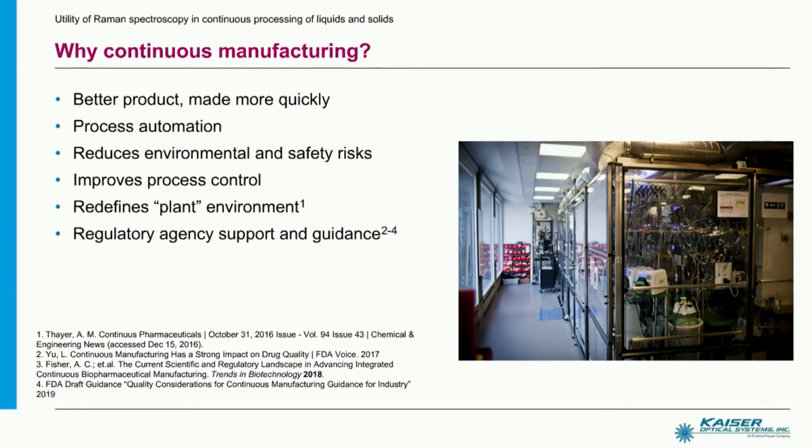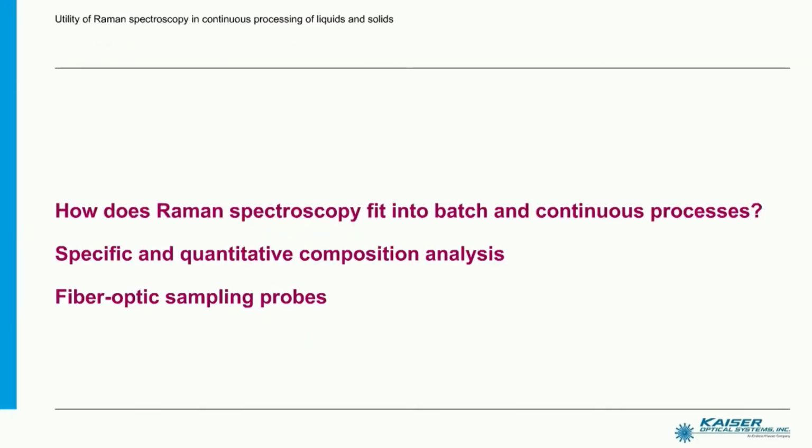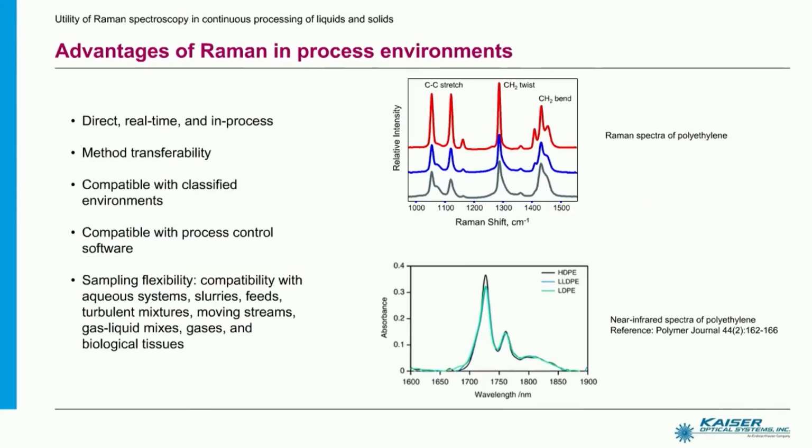And so I'm going to focus on how Raman spectroscopy fits into these continuous and batch processes, because it provides specific and quantitative compositional analysis, and the fiber optic sampling probes enable remote sampling. Raman spectroscopy is one of PAT's analyses used in the industry. It does have several advantages.